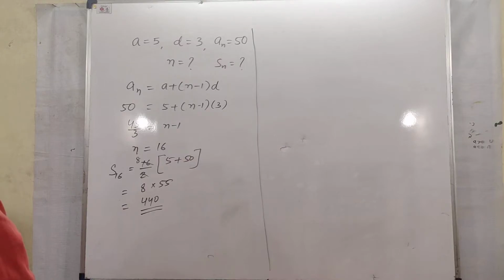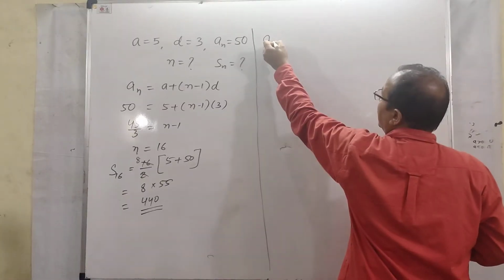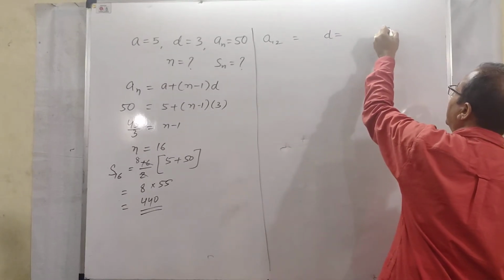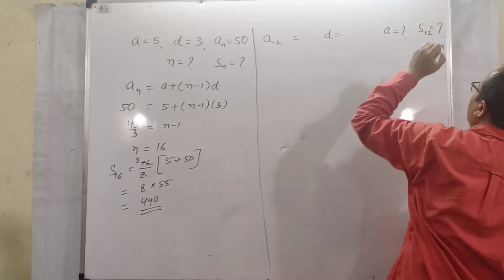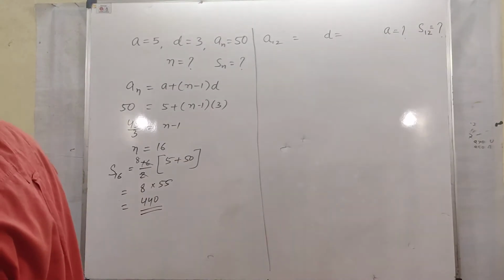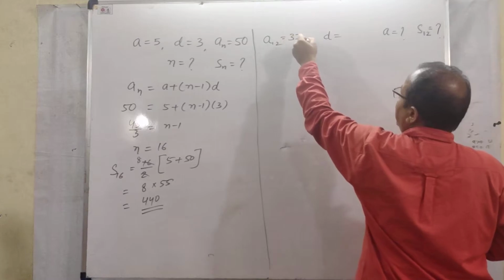Now let's move on to the third part. A12 is given, d is given, find a and S12. We have to find the value of a and S12. A12 is 37, d is 3.